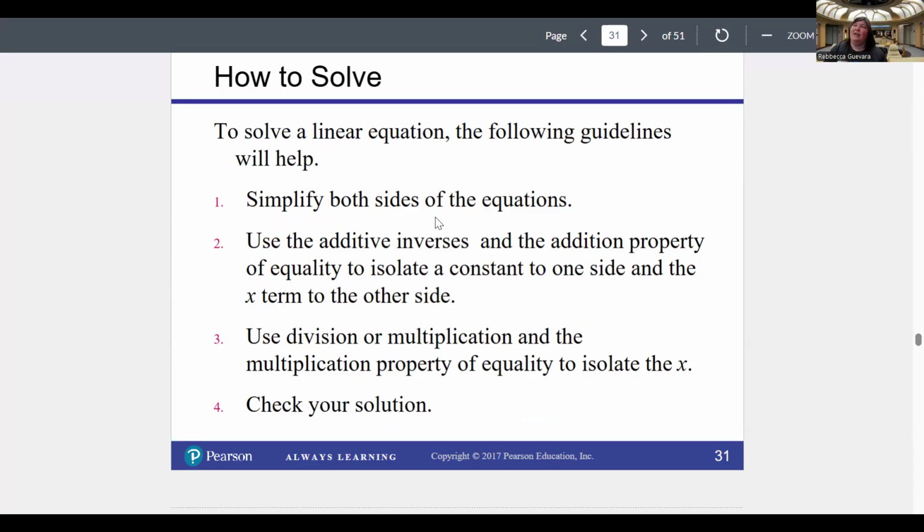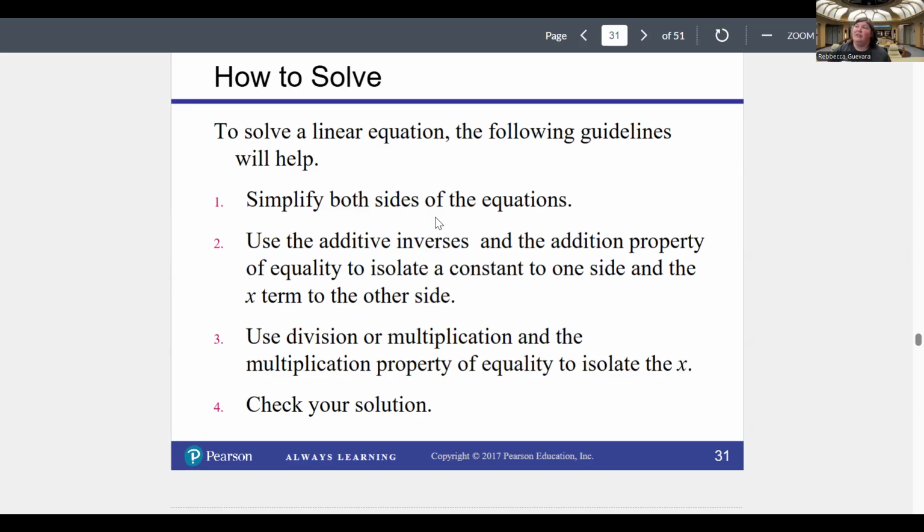When we simplify, we get down to maybe just a variable with a coefficient. It could just be a number on one side. It could be one side is a variable with a coefficient and a number, and the other side's the same. There's a variety of ways they'll simplify, but you're simplifying down as much as you can on both sides. Then once we simplify, we need to go on to the next step.